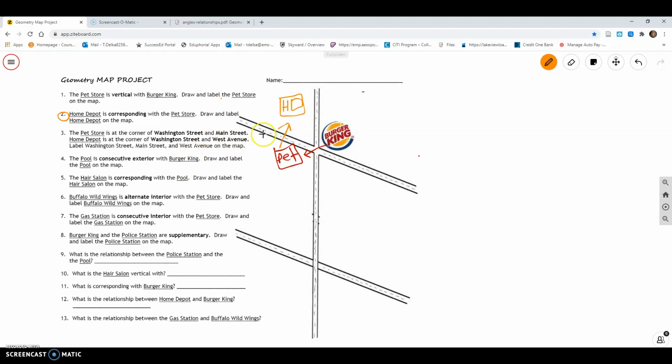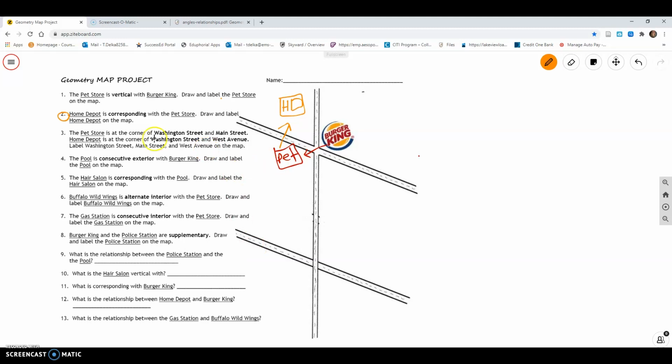Okay, so we're looking here. These two share Washington Street. Does that make sense? And if they're at the corner, this means that this one right here feels like that would be Washington Street. So it's at the corner of Washington Street and Main Street. So Washington and Main, we'll see. Okay, Home Depot is Washington and West. So maybe this one's West, this one's Washington, and this one's Main.